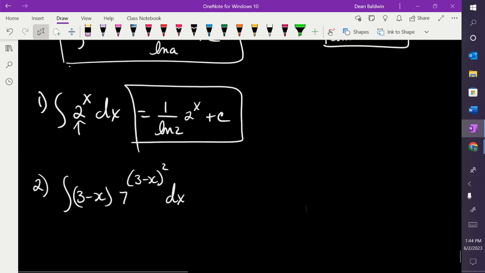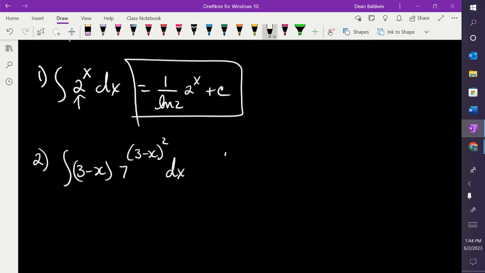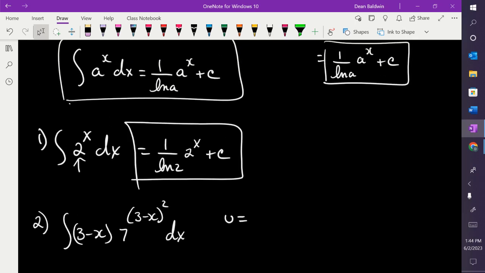So we go, all right, u is equal to, what's u equal to? 3 minus x squared, because your whole goal is to make it look like this. Okay. So I'm going to say u is equal to 3 minus x all squared.